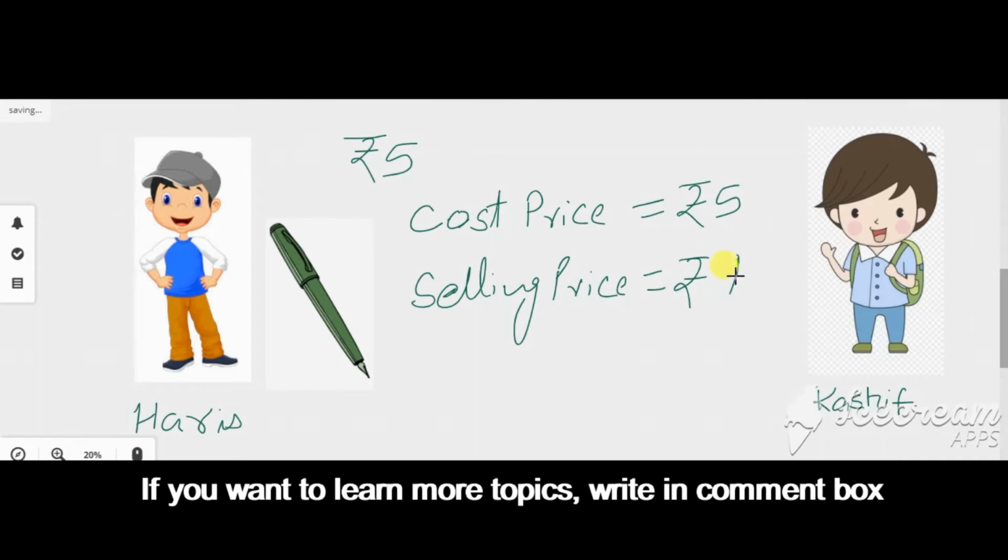Now you tell me, is Haris getting profit or loss? Yes, he is at a loss because he bought that pen for rupees 5 and now he is giving it for only 4 rupees. So what will be the loss? It will be a 1 rupee loss. So how will you calculate loss?